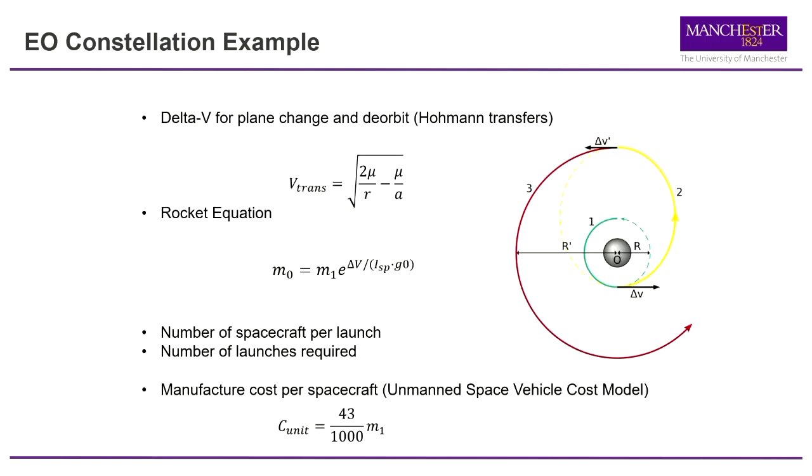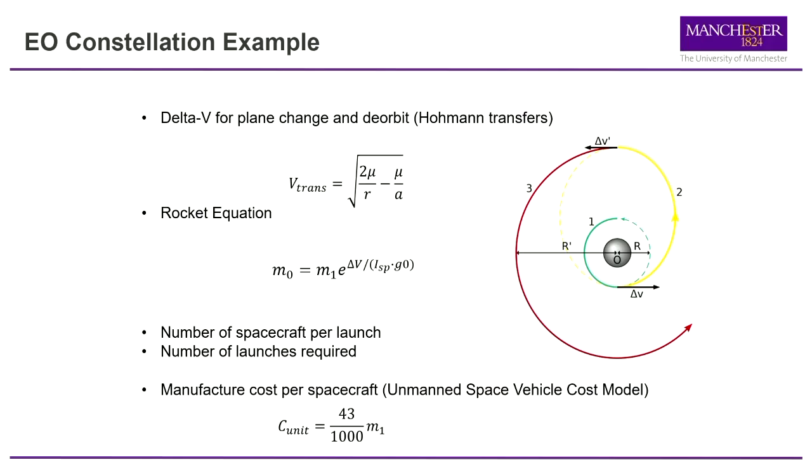The third element of this was then how we can look at the actual in-plane change, so that altitude change, to achieve that variation in semi-major axis that would give you that nodal drift rate. So again, really, really simple rocket equation, and then working out the amount of propellant mass that you would need to do that. Okay, and then based on the unmanned space vehicle cost model and the mass of the spacecraft, we can then work out how much each spacecraft was going to cost in terms of a financial value.